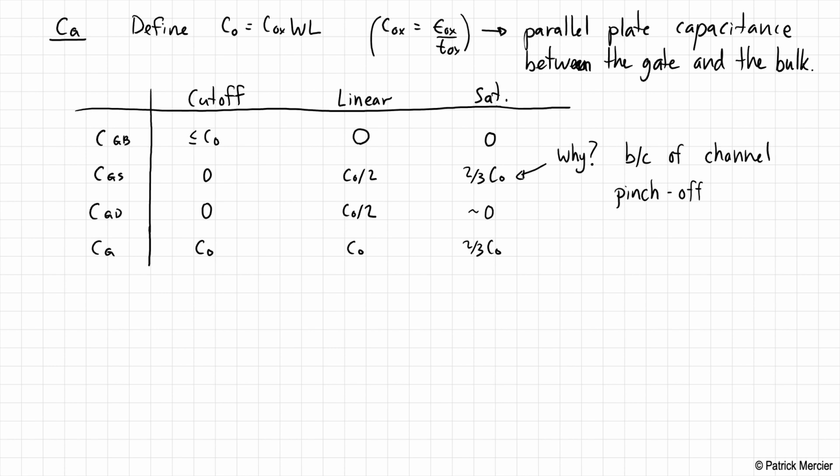Okay, so this is an effect when we get into the saturation regime, where the width of the channel basically starts to pinch off away from the drain, and that effectively causes most of the conductance to be realized between the gate and the source, and therefore that's where we see the large majority of the capacitance there. Okay, so from this perspective, we say that, and again, this is not totally accurate. This is a good first order approximation, but we effectively say that the capacitance is 2/3 C naught in saturation.